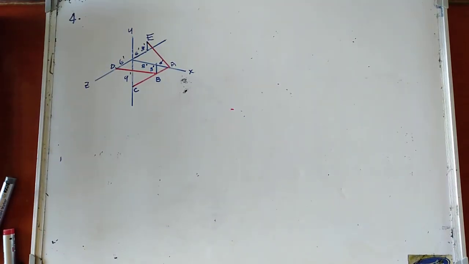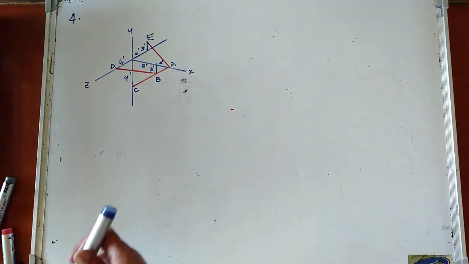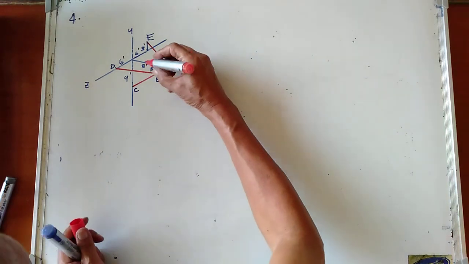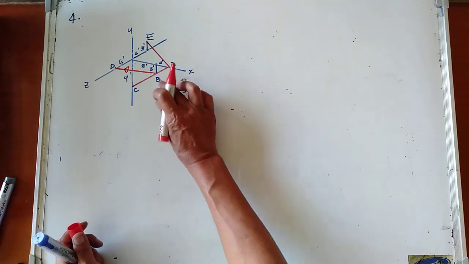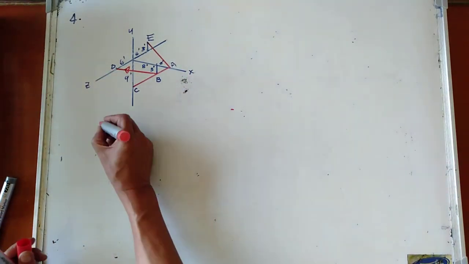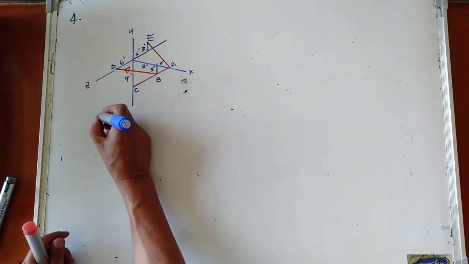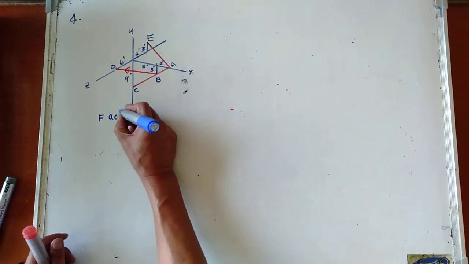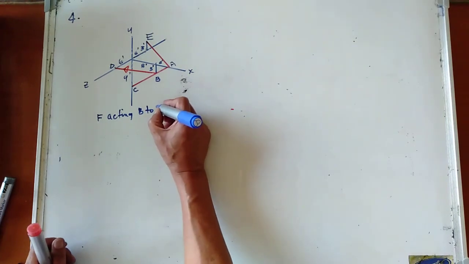We have sample problem number 4. Now, in the system shown, a force F acts from B to D. So this is now the vector F, which is acting from B to D.